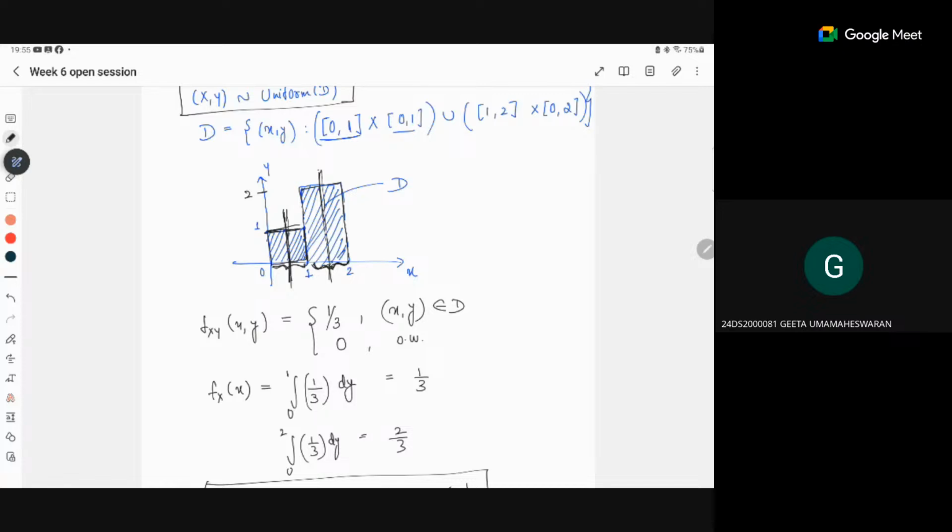Whatever you're more comfortable with. If you're more comfortable doing integration, do the integration. Otherwise you can just look at the figure also.